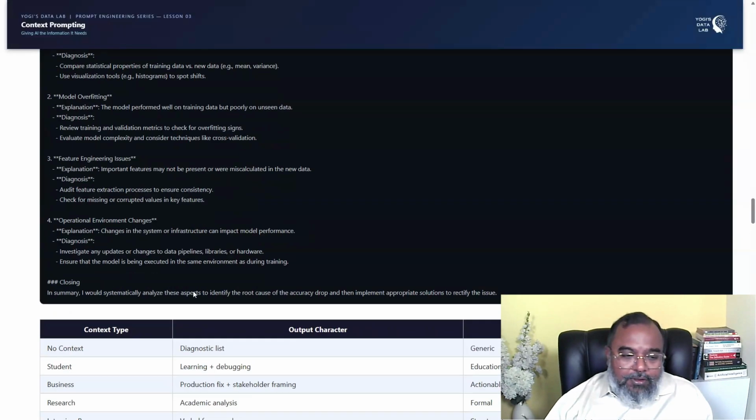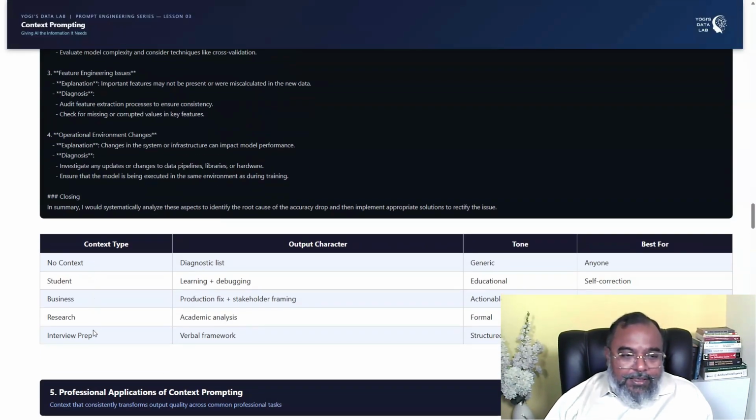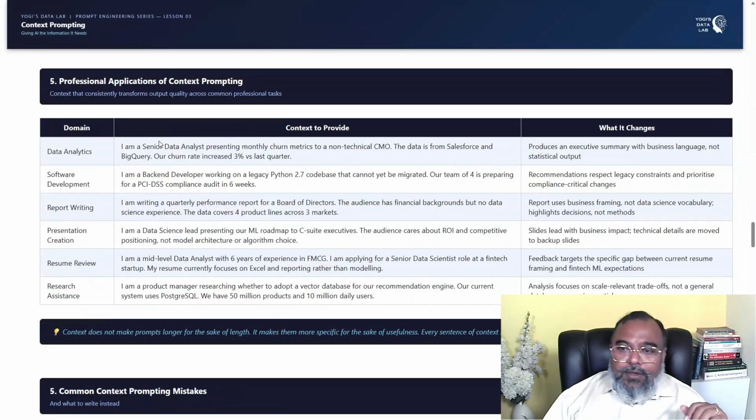So we just saw that when we went with a different context, when we did not give any context, we used the context of a student, for business, for research, as well as for interview prep. The results were very different from what we were getting. Now, let us try to understand the professional applications of context prompting.